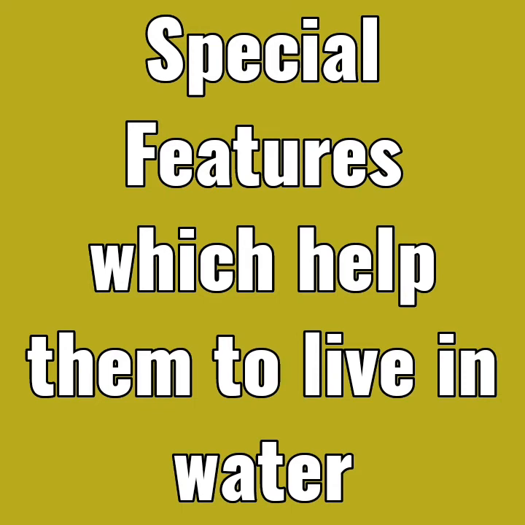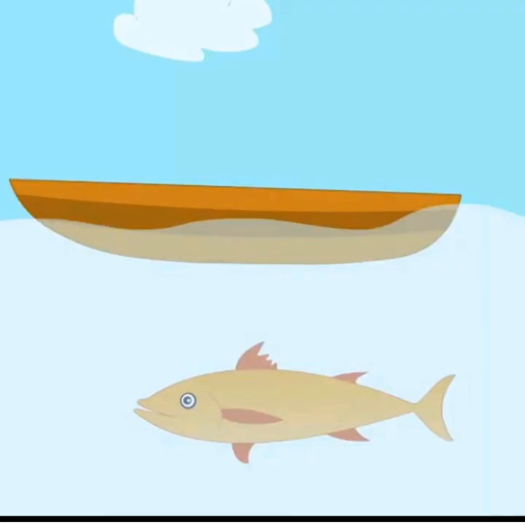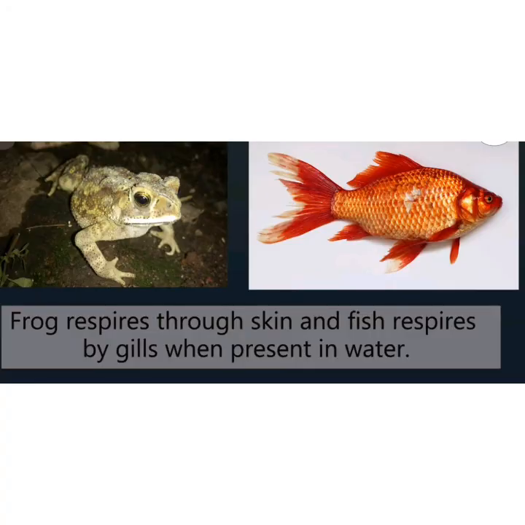The shape of most of the fishes that we can see is like a boat. This means the boat-like shape of the fishes helps them to swim in the water. This is the characteristic feature we find in the fish. Another, fishes have scales on the body. Next is that a frog respires through skin, and a fish respires by gills when they are present in the water.